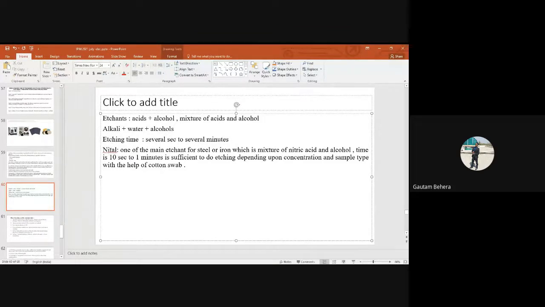Nital is one example, an etchant used for etching of mild steel or steel samples, basically to reveal grain boundaries, grains, and any phases present in it.